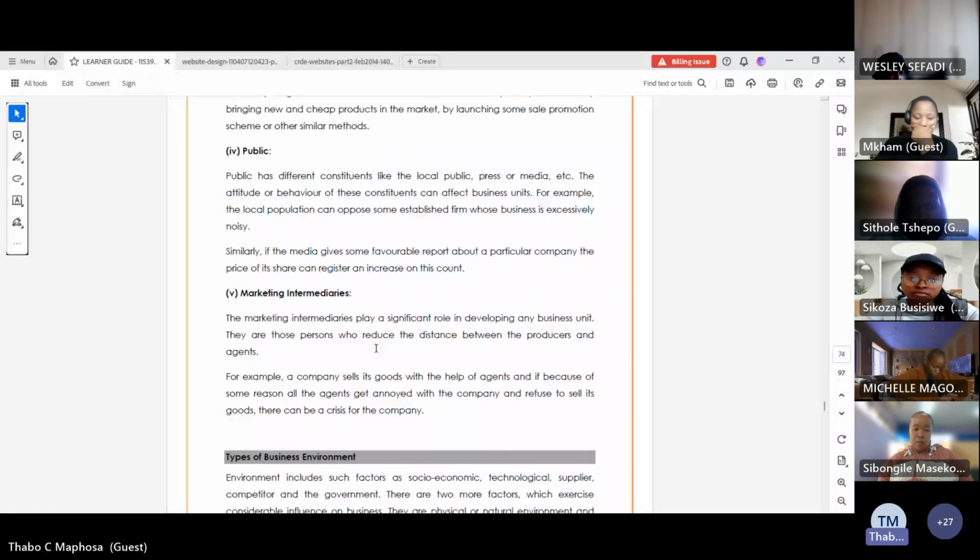And something also, like if you notice, there's this thing called news. News is basically part of the public. If the media comes and says something positive about the company, the value of the shares of that particular company increases. But if the media comes and says something negative, the value of the shares also plummets, depending on what was said there.